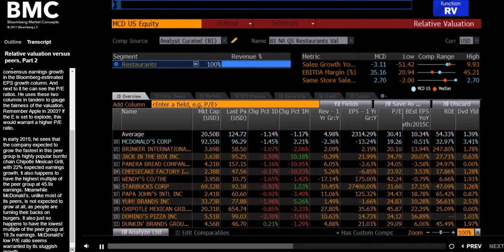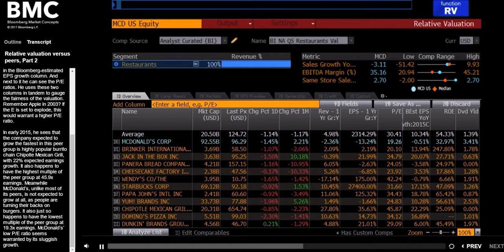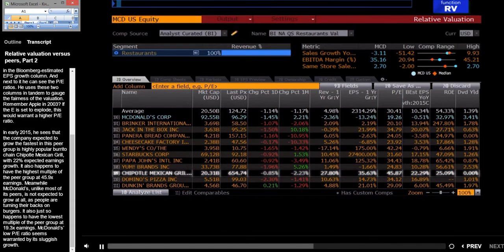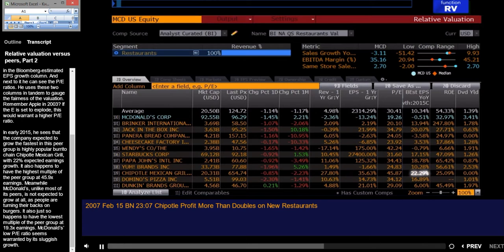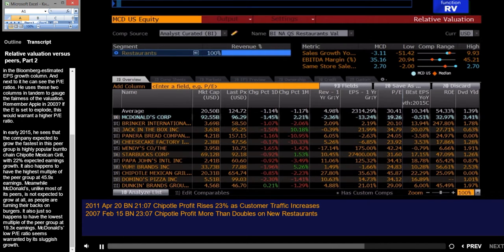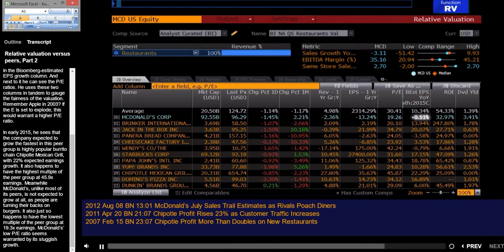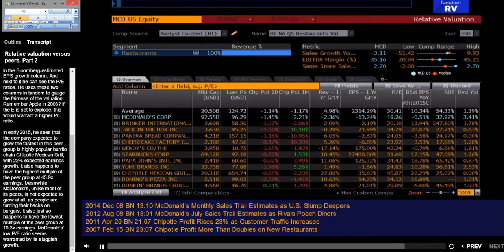In early 2015, he sees that the company expected to grow the fastest in this peer group is highly popular burrito chain Chipotle Mexican Grill, with 22% expected earnings growth. It also happens to have the highest multiple of the peer group at 45.9 times earnings. Meanwhile, McDonald's, unlike most of its peers, is not expected to grow at all as people are turning their backs on burgers. It also just so happens to have the lowest multiple of the peer group at 19.3 times earnings. McDonald's low PE ratio seems warranted by its sluggish growth.